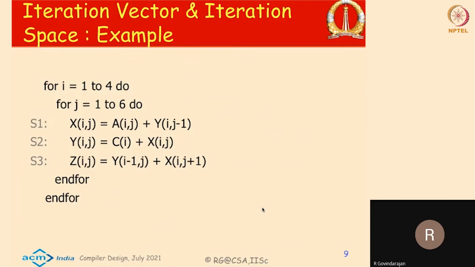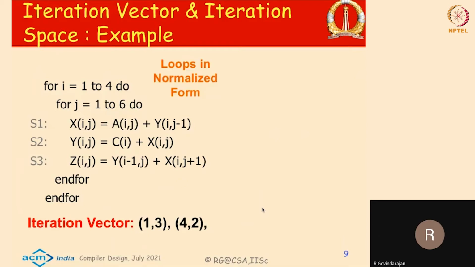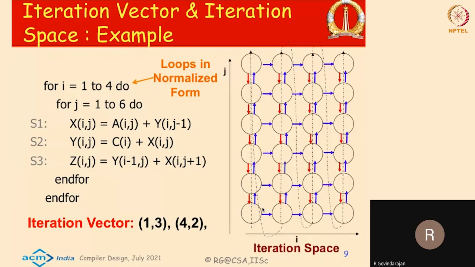Now again, take the same example here, and I have taken for the i loop values from 1 to 4, and for the j loop, I have taken values from 1 to 6. And you can see that some specific iteration vectors are 1, 3 or 4, 2, etc. And the iteration space is essentially from 1, 1 to 4, 6. We are assuming that the i dimension goes this way and the j dimension goes this way. So this is 1, 1, 1, 2, 1, 3, 1, 4, and if you go all the way up here, this is 4, 6.